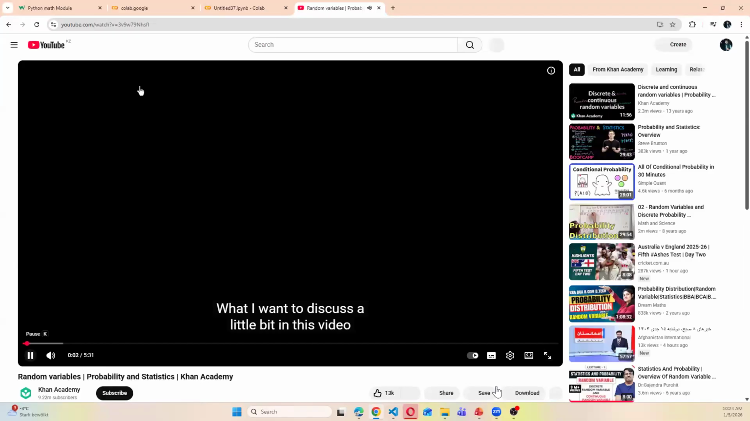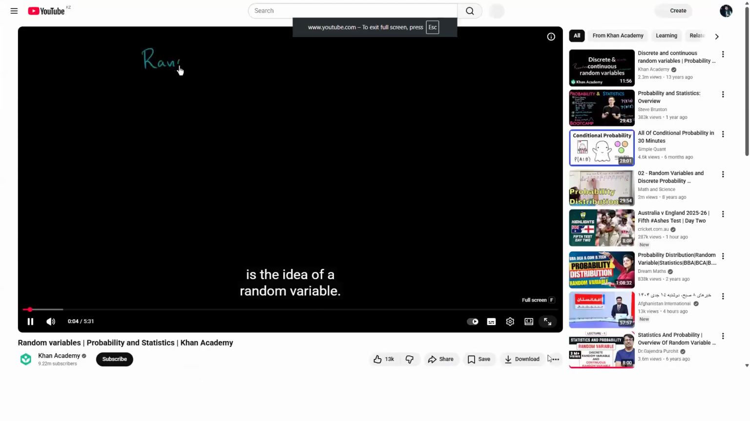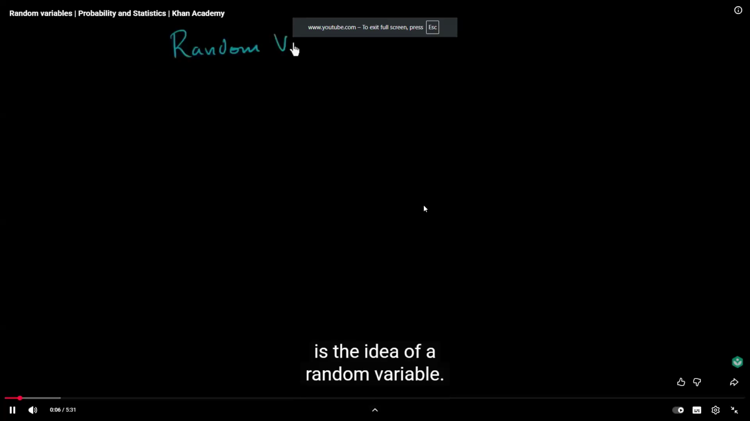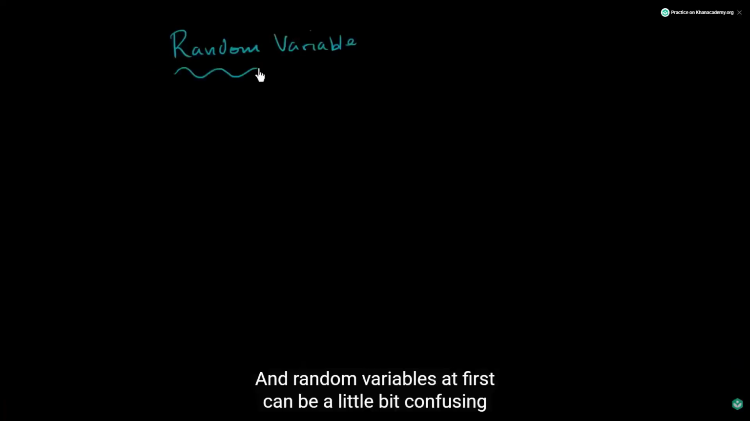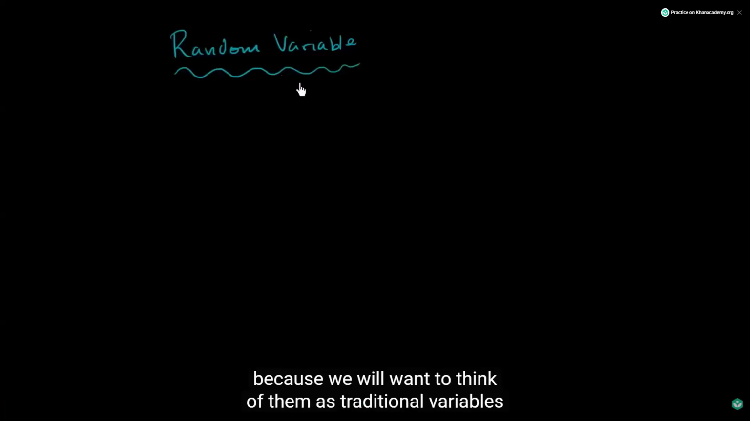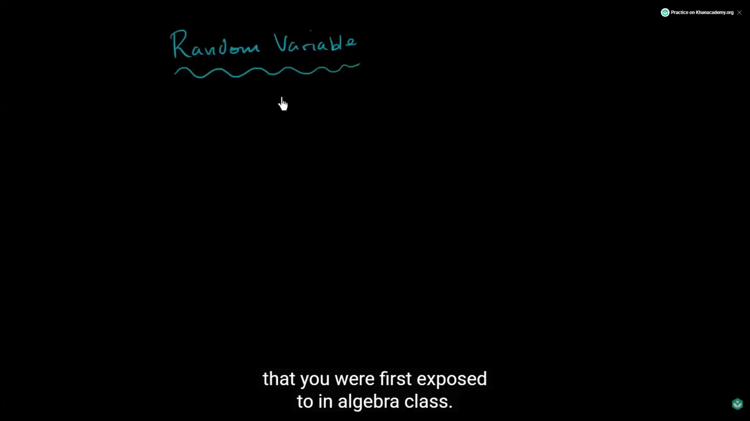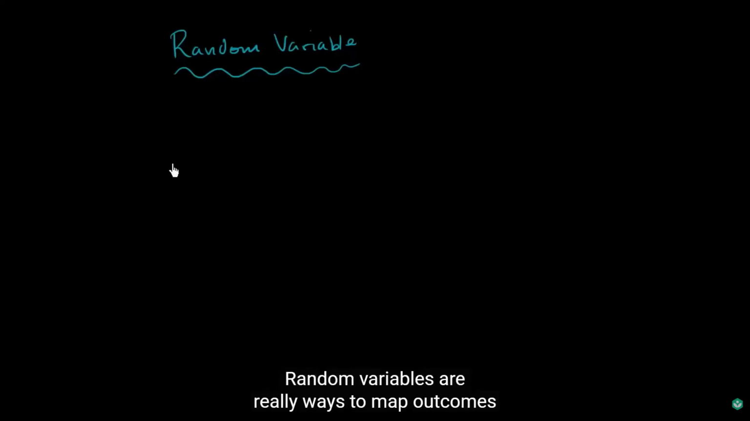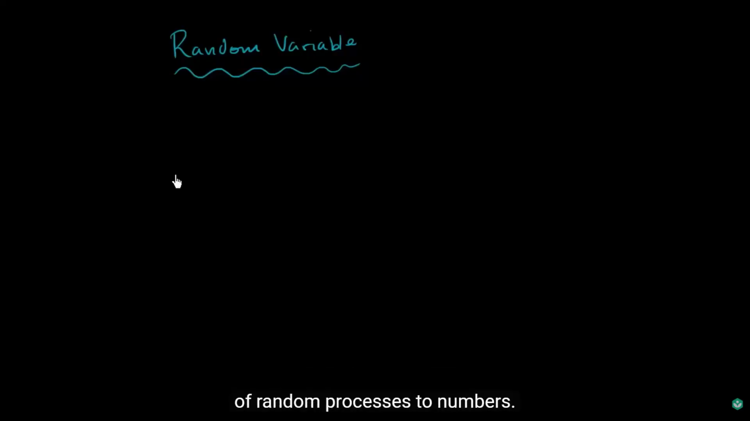No. Okay, what I want to discuss a little bit in this video is the idea of a random variable. Random variables at first can be a little bit confusing because we will want to think of them as traditional variables that you were first exposed to in an algebra class. And that's not quite what random variables are. Random variables are really ways to map outcomes of random processes to numbers.